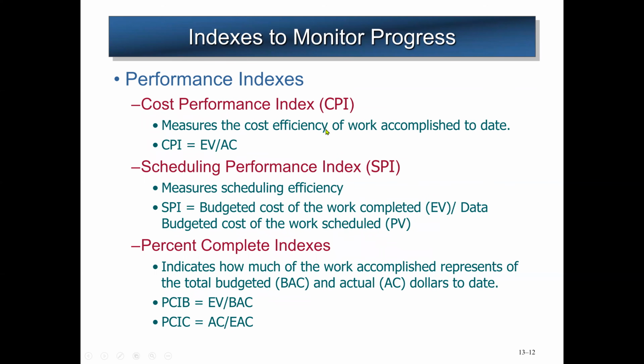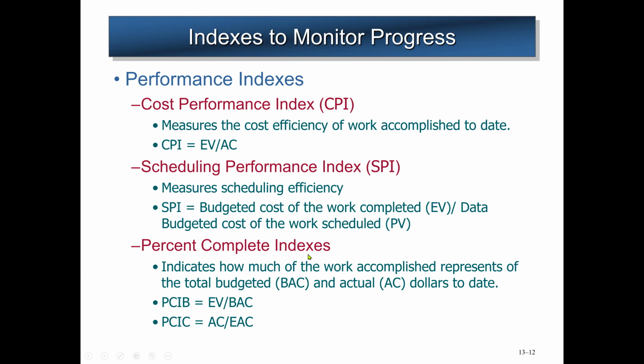Now, these are the indices to monitor the progress, the performance indices. First is the cost performance index, which is CPI. This will measure the cost efficiency of work accomplished to date, and normally it will be EV divided by AC. Again, EV is the budgeted cost of the work completed, and AC is the actual cost. Then we have the schedule performance index, which measures the scheduling efficiency: the budgeted cost of the work completed divided by the budgeted cost of the work scheduled.